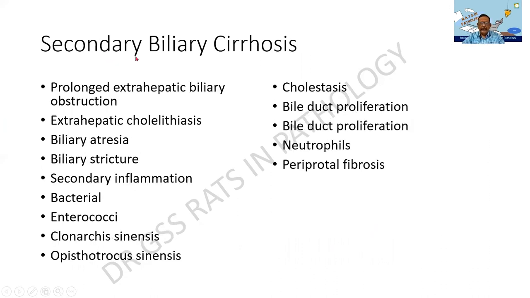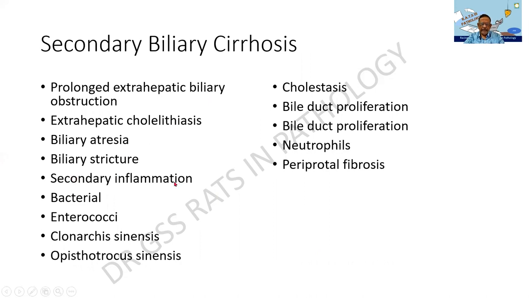There is another entity called the secondary biliary cirrhosis. The primary biliary cirrhosis, as we mentioned earlier, is almost an autoimmune disorder. In the secondary, it can be because of biliary obstruction, or it can be because of cholelithiasis, atresia, or the non-development of the bile ducts, stricture, fibrosis of the bile ducts.